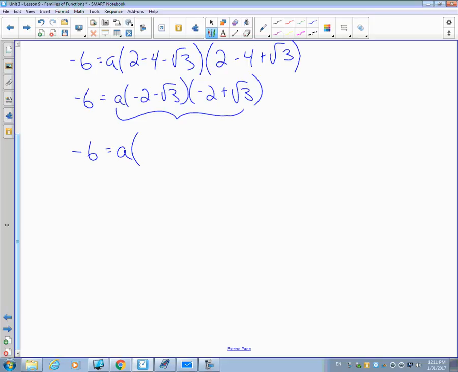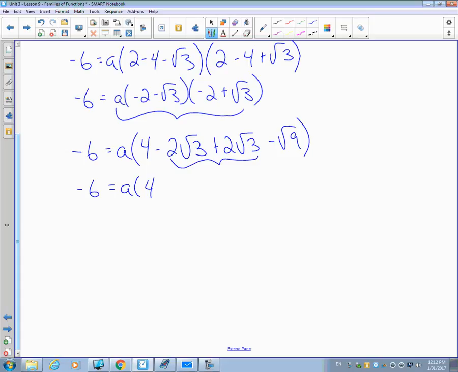So negative 2 times negative 2 is 4. Negative 2 times root 3 is negative 2 root 3. Negative times a negative makes a positive 2 root 3. And at the end, I end up with a minus root 9. Now the nice thing is, we're still solving here, when I collect my like terms in the middle, those two things cancel each other out. And root 9 is just number 3. So I end up with 1. Or in other words, A is negative 6.